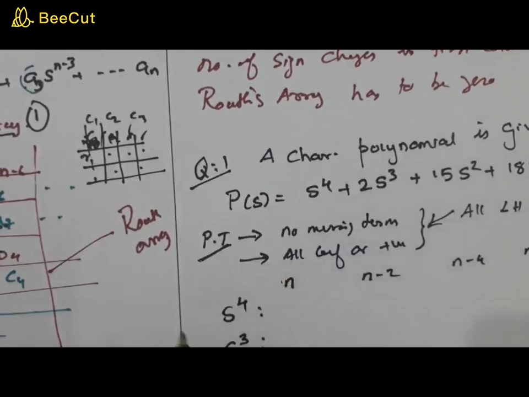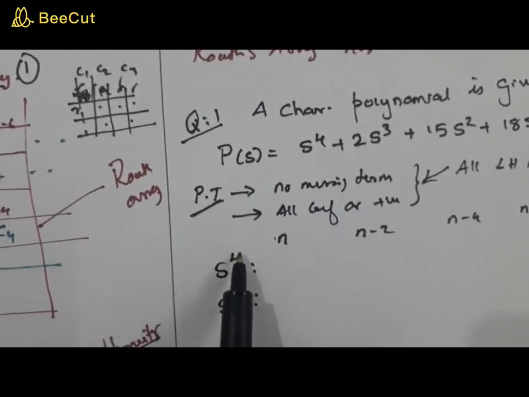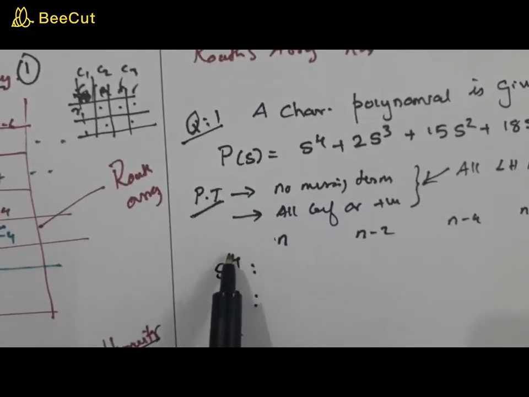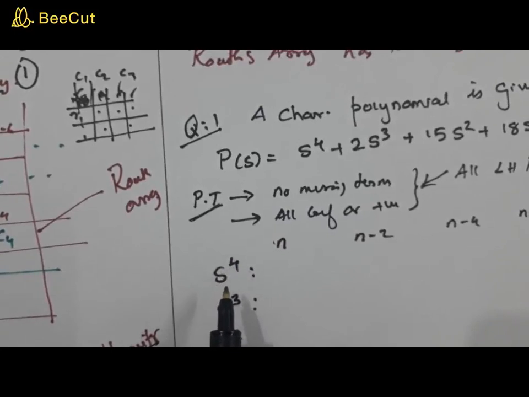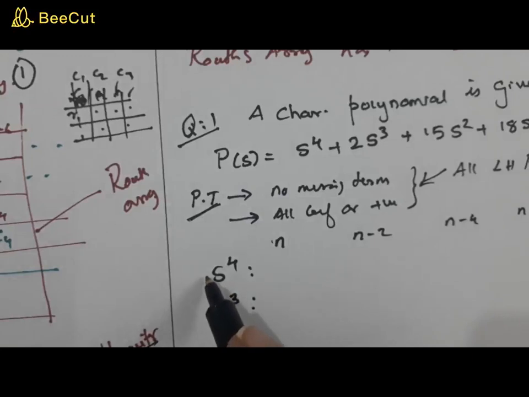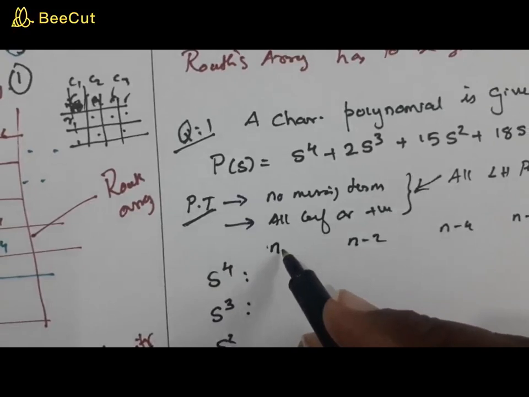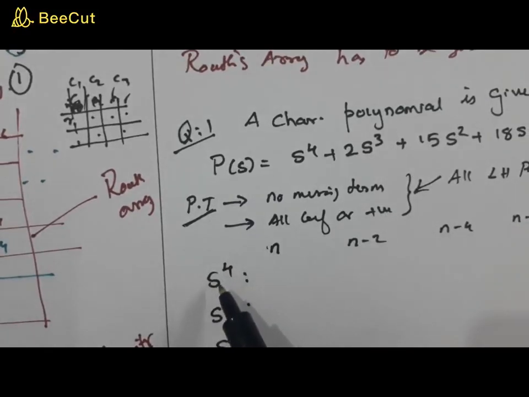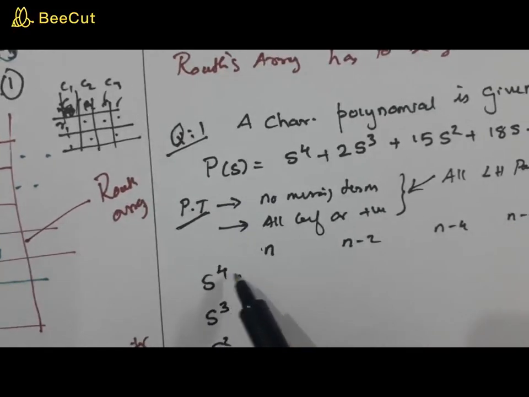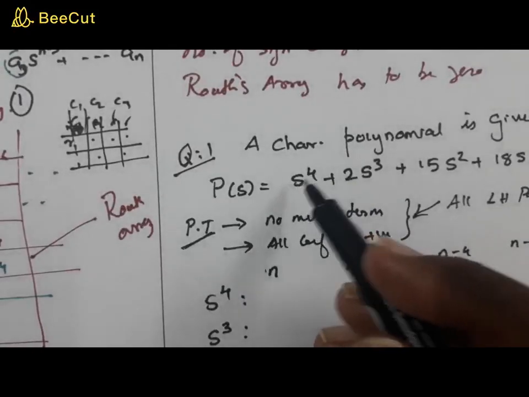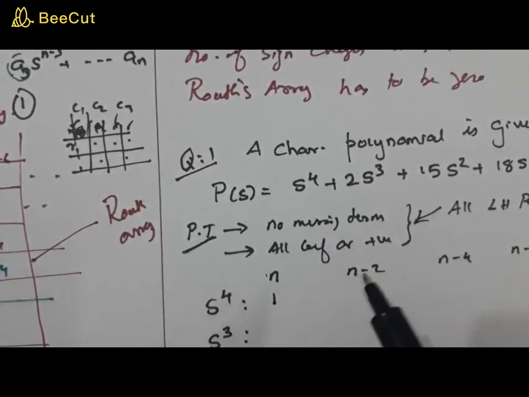Now what does this n refer to? This n refers to the power of that particular row. So when you consider the row, the power of that row should be considered as n. So in this case your n is 4. So what is the coefficient of s raised to 4? It is 1.